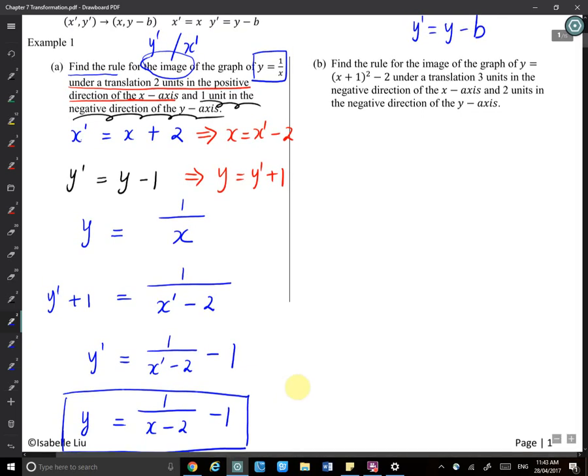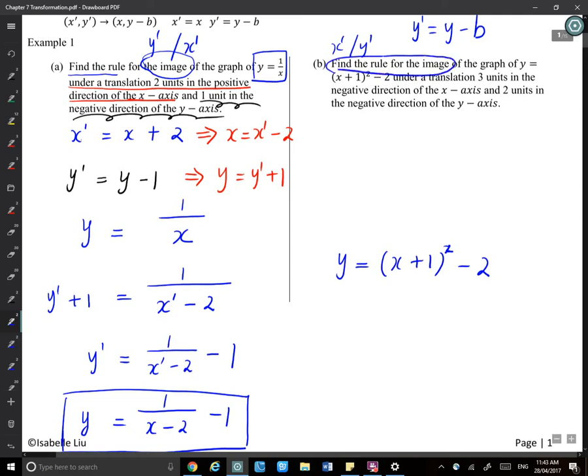Find the rule for the image of the graph of y equals (x plus 1) squared minus 2. It must be in terms of x, y because it's asking you to find the image. You are asked to find x dash, y dash, so you must have the original one. That must be the original one.